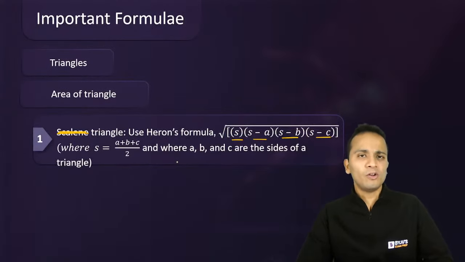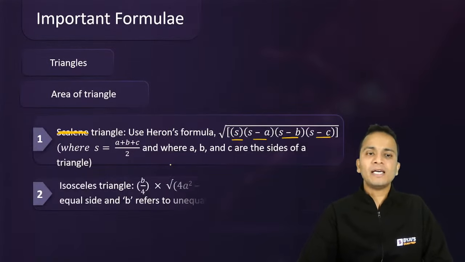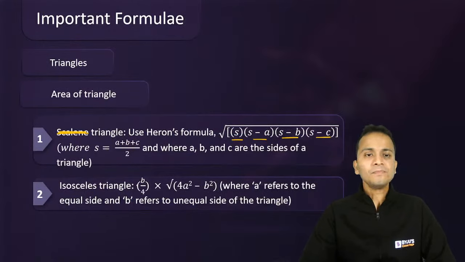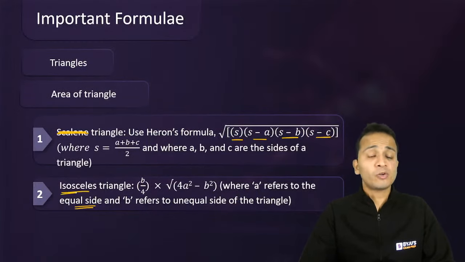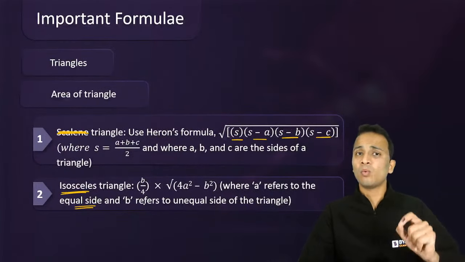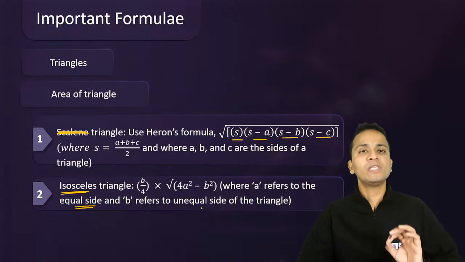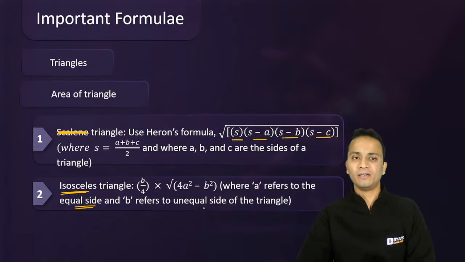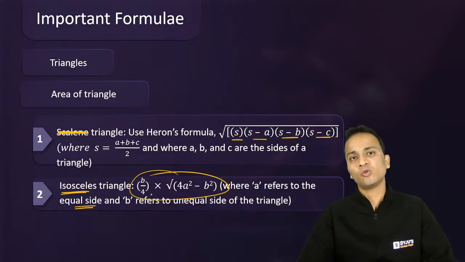So it will always be better to apply this formula when you have a scalene triangle, right? The next formula is for an isosceles triangle. Area is b/4 multiplied by the square root of 4a² − b², where a refers to the equal side. In an isosceles triangle, a pair of sides will be equal and one side will be unequal. So a refers to the equal sides and b refers to the unequal side of the triangle. So you can remember this direct formula for finding the area of an isosceles triangle.